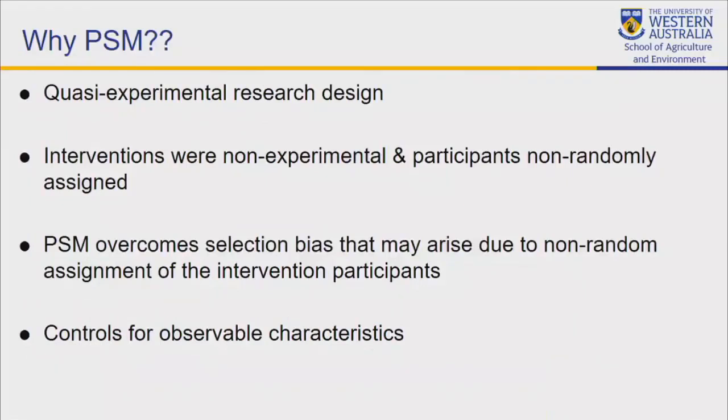So why did we choose PSM? Because our research is quasi-experimental. It follows a quasi-experimental research design because interventions were non-experimental and participants were non-randomly assigned. And PSM, or propensity score matching, overcomes selection bias that may arise due to non-random assignment of the intervention participants. Also, it allows controlling for the observable characteristics between control and the treatment groups.